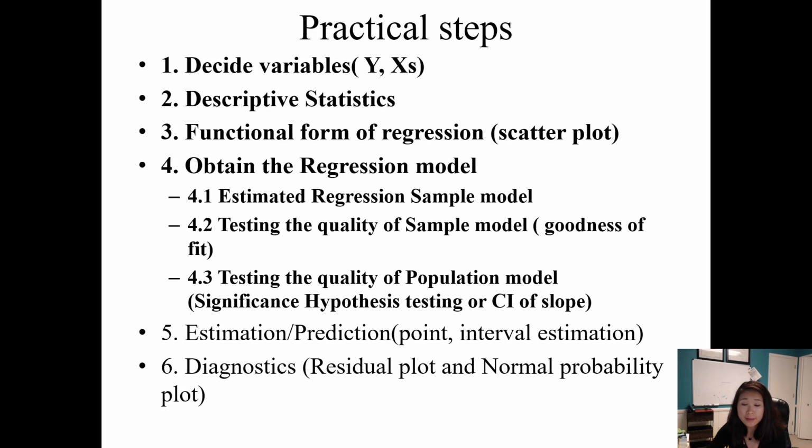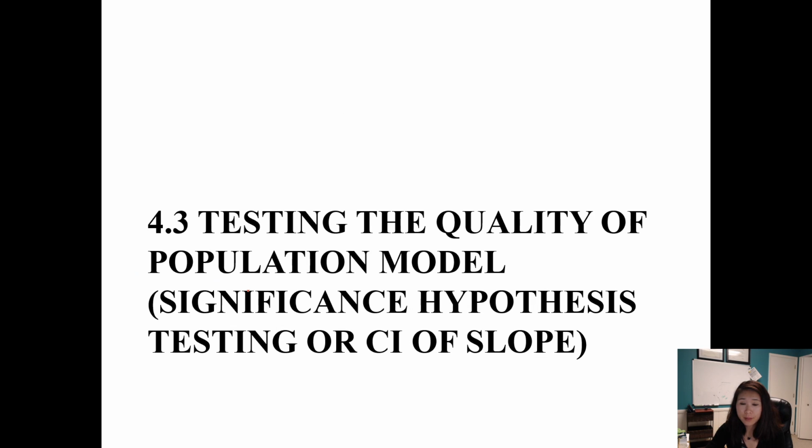And why do we need this step? Because after step 4.2, we will know whether the linear regression model can capture the sample data. Before we can use the model to predict the population, we have to prove our sample model can be used to represent the population. So the methods we're going to use are hypothesis testing and the confidence interval of slope. So let's start: testing the quality of the population model, significance hypothesis testing, or confidence interval of slope.